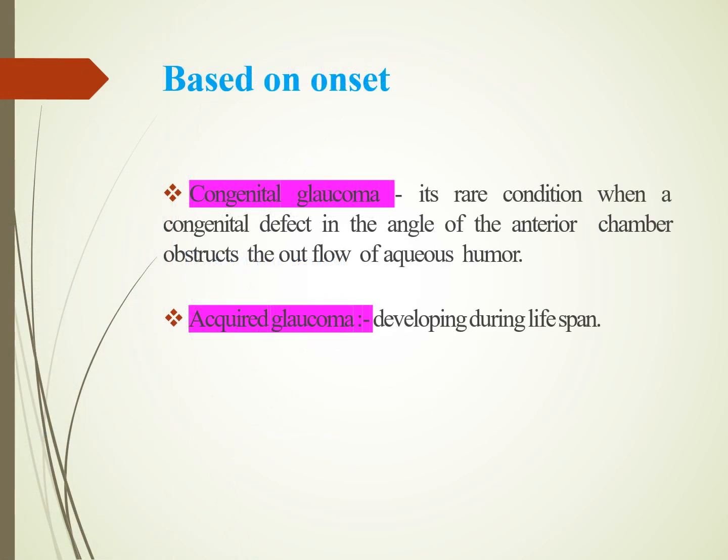Congenital glaucoma. It's a rare condition when a congenital defect in the angle of the anterior chamber obstructs the outflow of aqueous humor. Means it is a very rare condition. How it will occur means because of anterior chamber obstruction only it will occur. At that time the flow of the aqueous humor is difficult. That's why it will come. Acquired glaucoma. It develops during the lifespan.